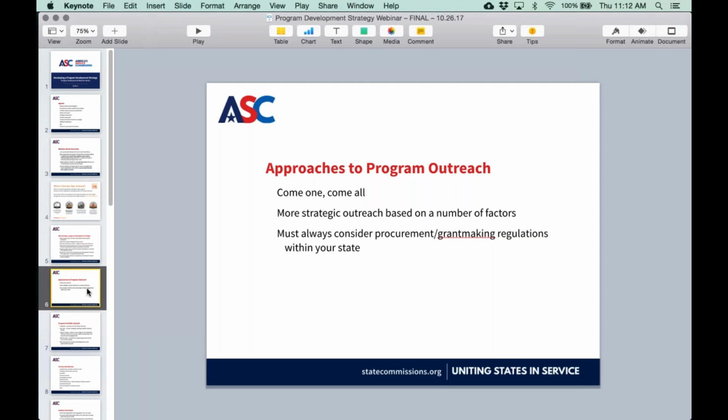No matter what your approach is, if it's come one, come all, a little bit more strategic or targeted in your outreach, or both, I always want to remind you that you must make sure that you are considering your procurement and grant making regulations within your state. We know some of you have a wide open playing space on that in your particular state, and others we know that there are parameters that you must follow. But whatever it is in your state, just making sure that you're aware of that and that your outreach strategy is aligned with that is very, very important.